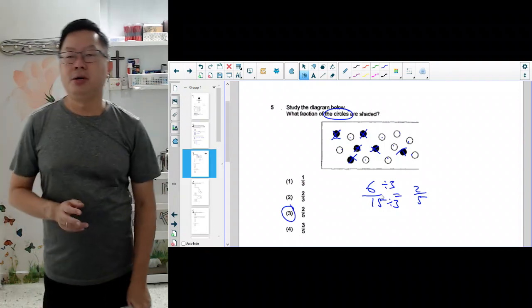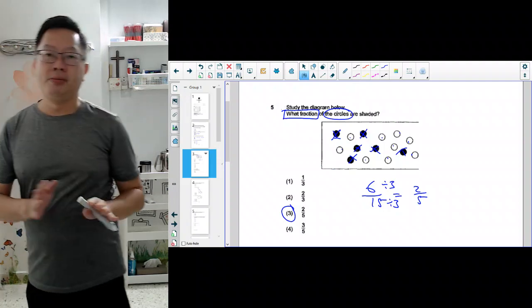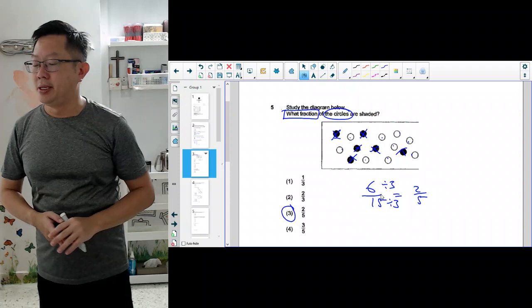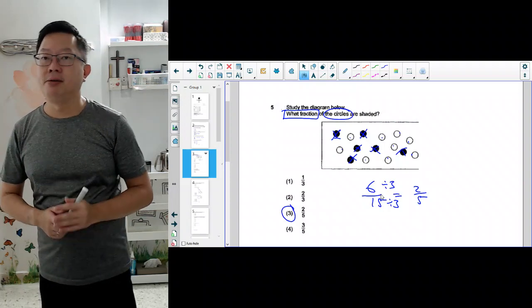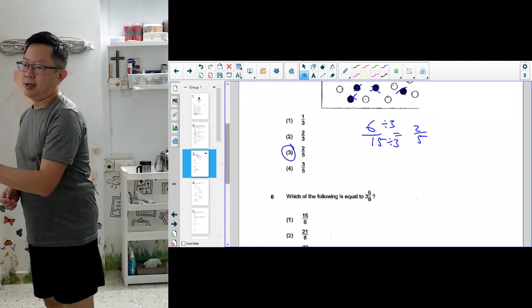Alright, so your answer has to be a fraction when you see these two words. Your denominator is the total, right? Total or whatever you see. And the numerator is what you are being asked, which is to find how many shaded circles. Okay, let's go to question number 6.